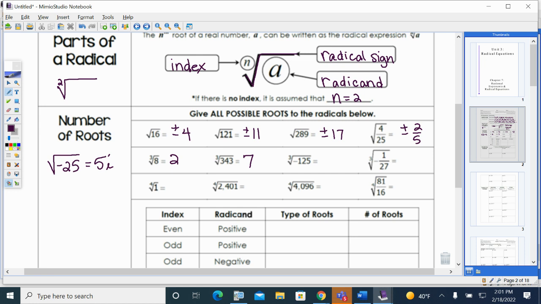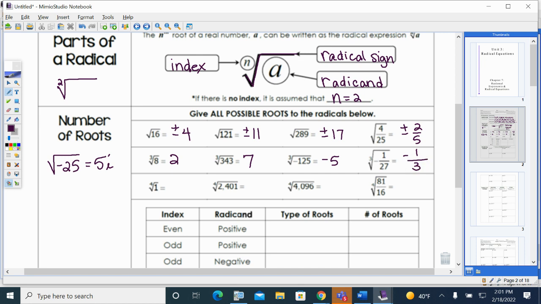So if you think about a number times itself 3 times, that gives me negative 125, that's going to be negative 5, because negative 5 times negative 5 times negative 5 will give you negative 125. Again, this occurs when the index is odd. On the last one in that line, I've got the cube root of negative 1 over 27, which is going to be negative 1 over 3.